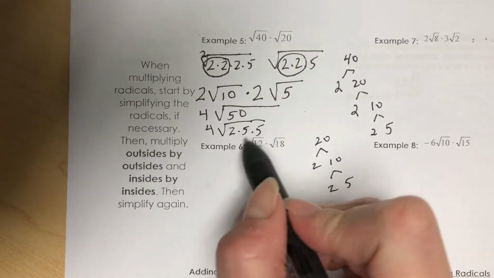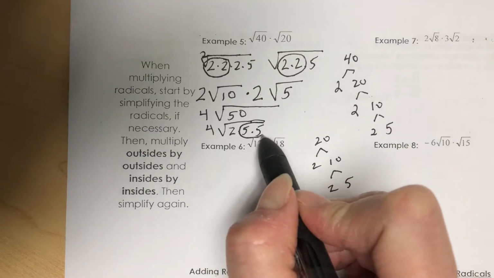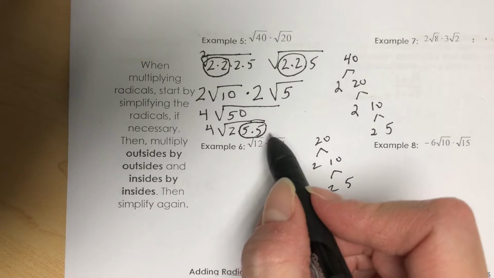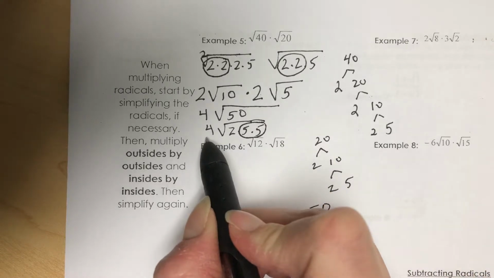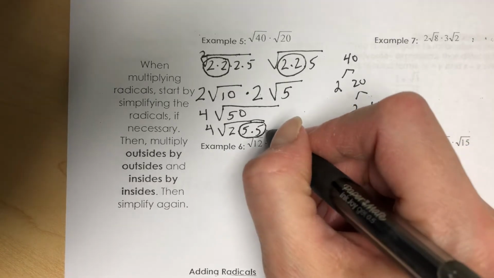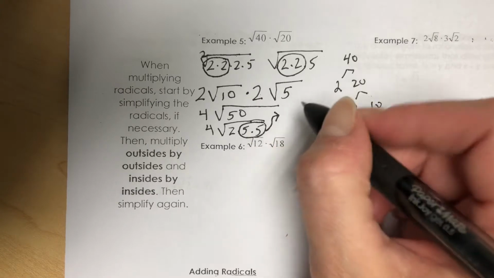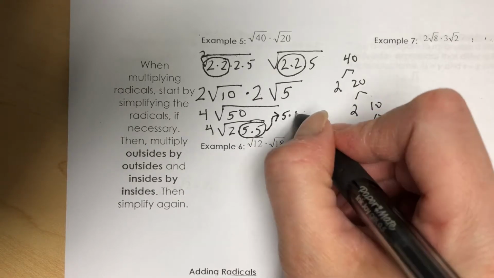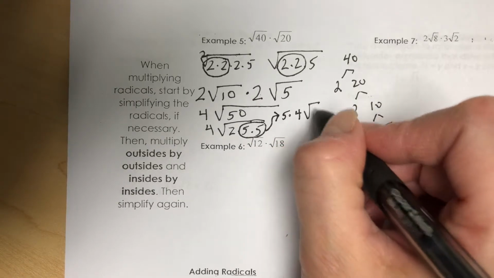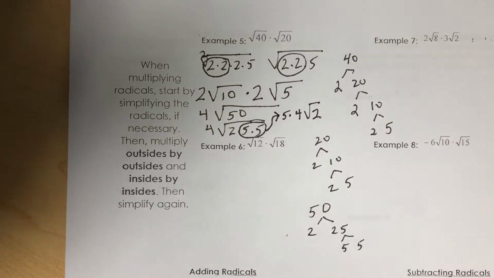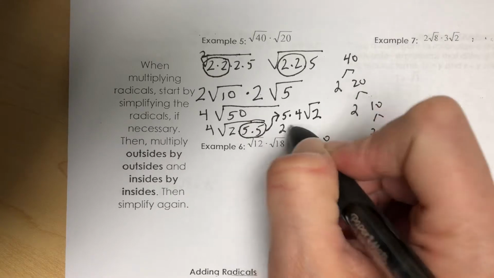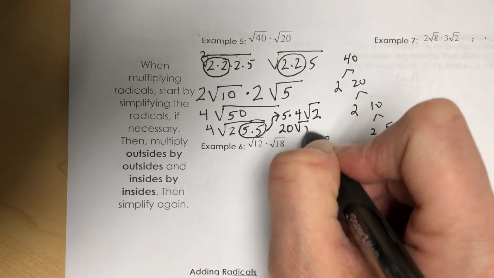Okay. Inside I've got a pair of 5s. So that comes out. And when it comes out, it's going to get multiplied to the coefficient. So I'm going to put a little arrow right here to indicate my next step. 5 times 4 times the square root, and then the 2 is still inside. And then 5 times 4 gives me 20. So my answer is 20 times the square root of 2.